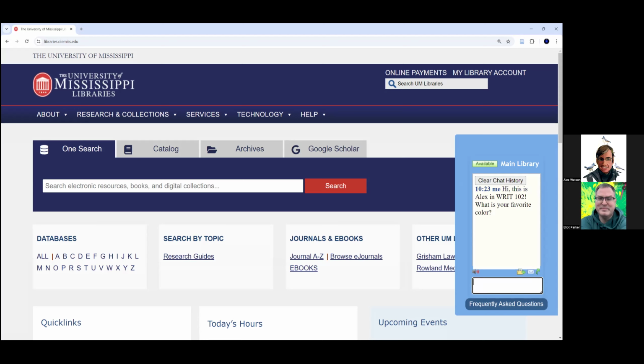And then the librarian will be able to send us an answer. There we go. All right. So we've gotten an extremely important piece of information from our librarian here. We now know that their favorite color is red. But you can also use this for any questions that you might have.